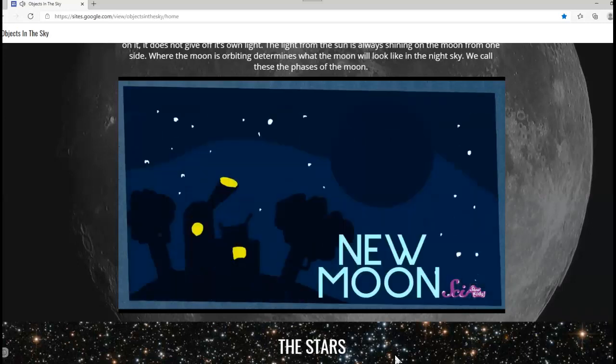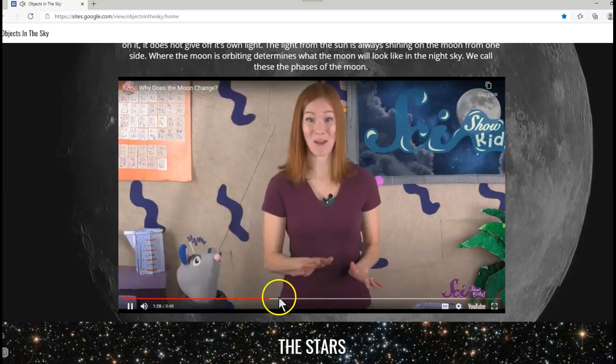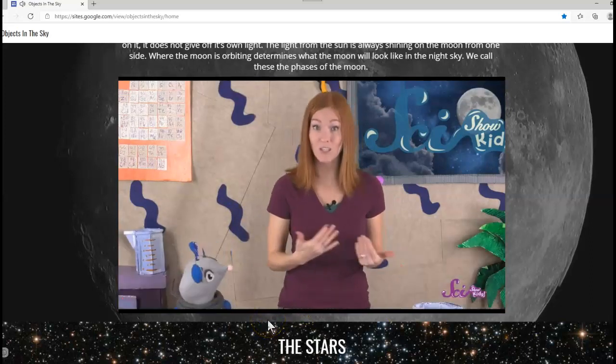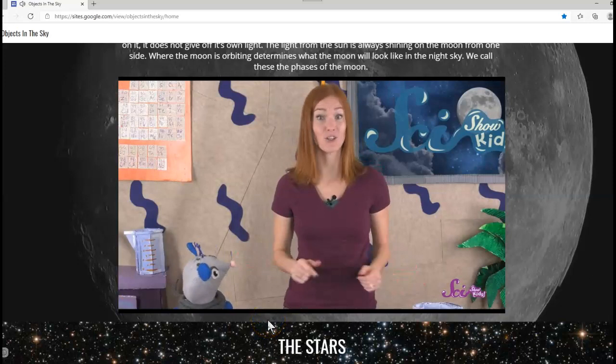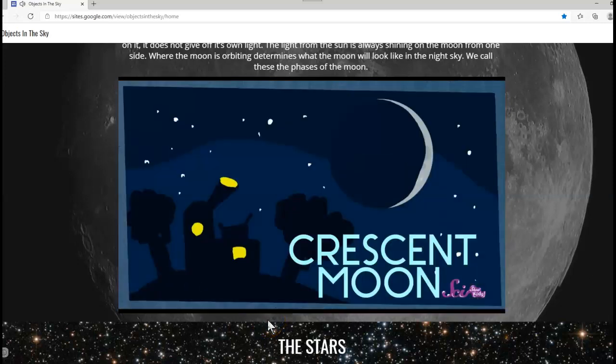The new moon. This is when the nighttime side of the moon, the side that's facing away from the sun, is what we can see from Earth. The moon is still up there, but because it's the dark side that's facing us, we can't see it during the new moon phase. The next phase is called the crescent phase. This is when the moon looks like a little sliver, kind of like the tip of your fingernail.